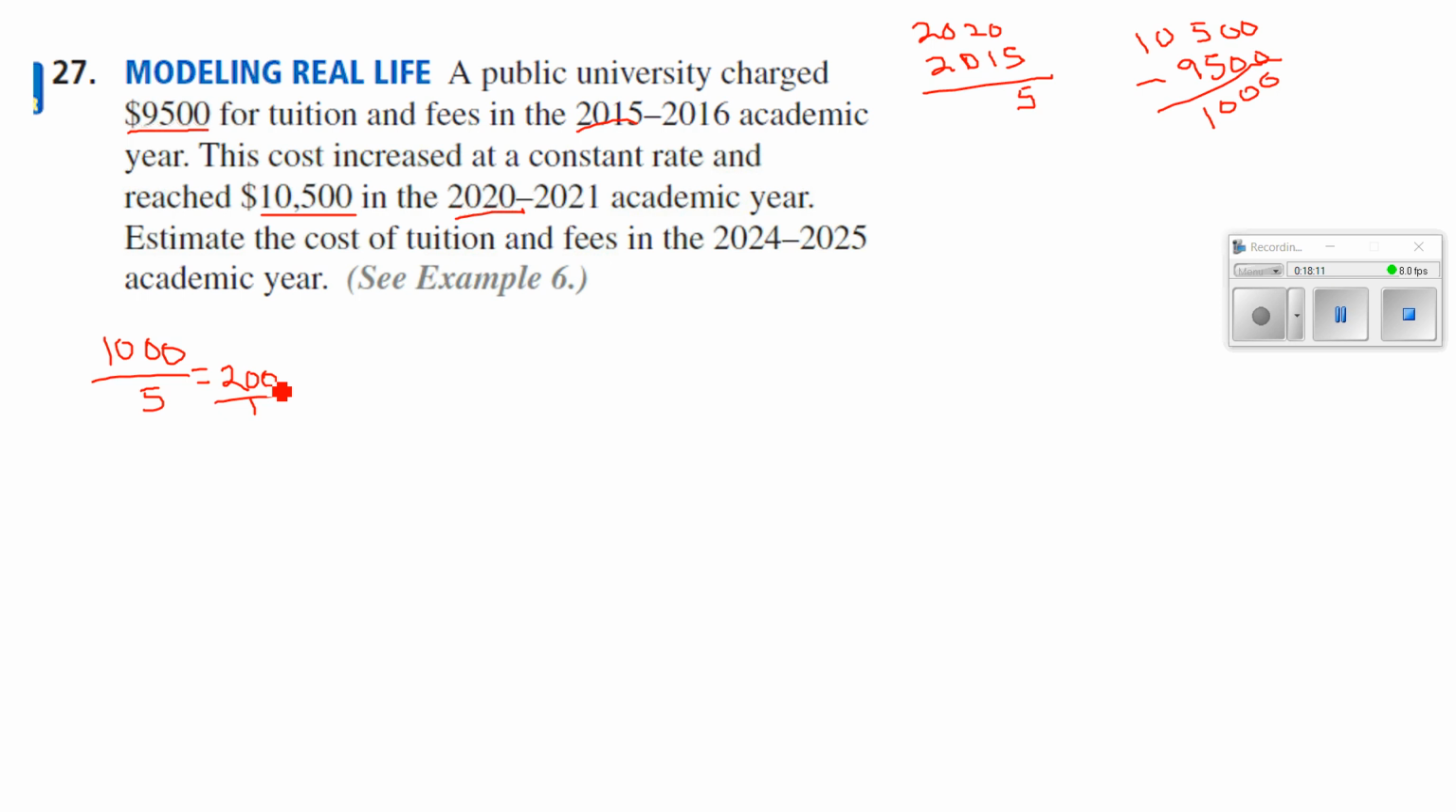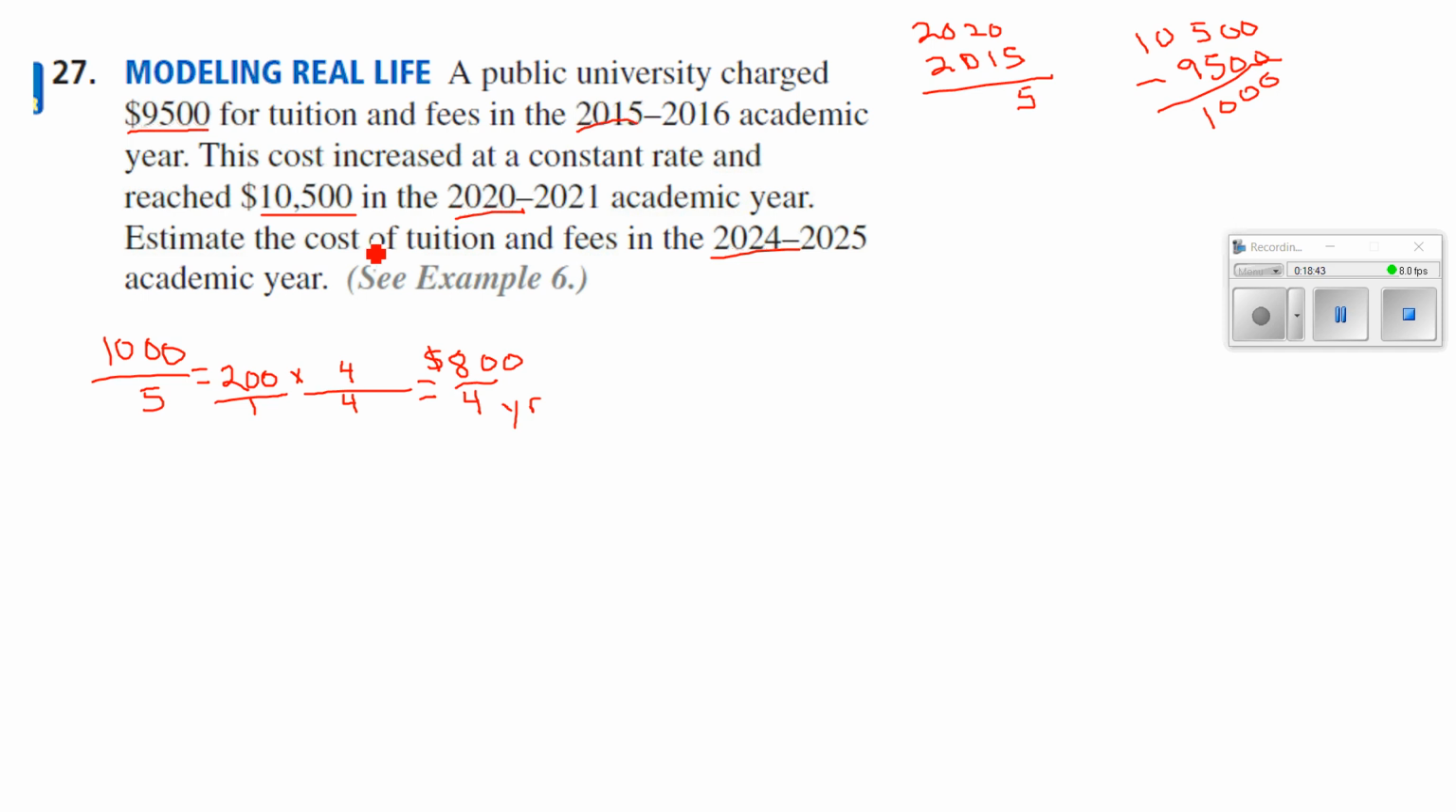So that means $200 for every 1 year. Now they're asking us about 2024. Now 2024 is only 4 more years than 2020. So we have to take this 200 and multiply it, well, we're multiplying the bottom by 4, right? 1 times 4 would be 4 years. Then we have to multiply the top by 4, and that's 800. So that means in 4 years, you'll see an increase of $800.